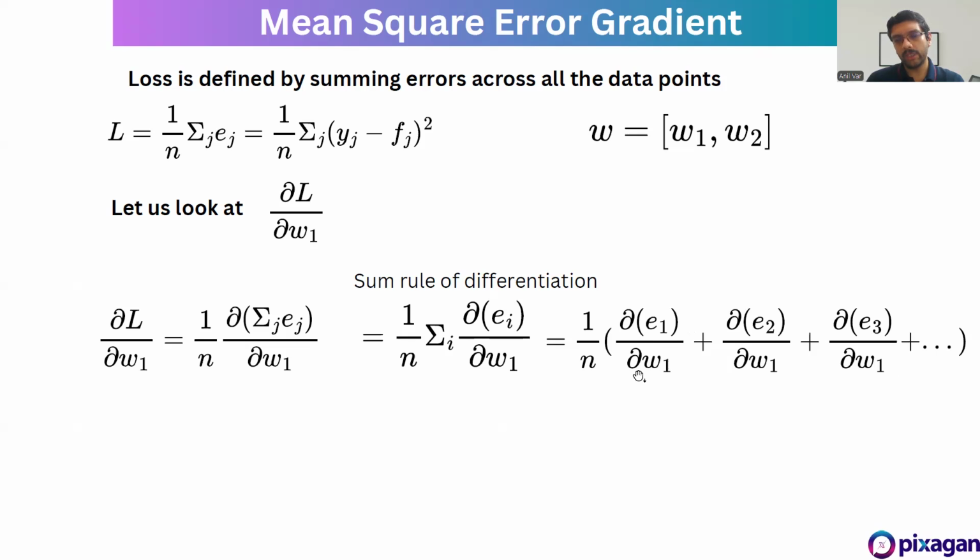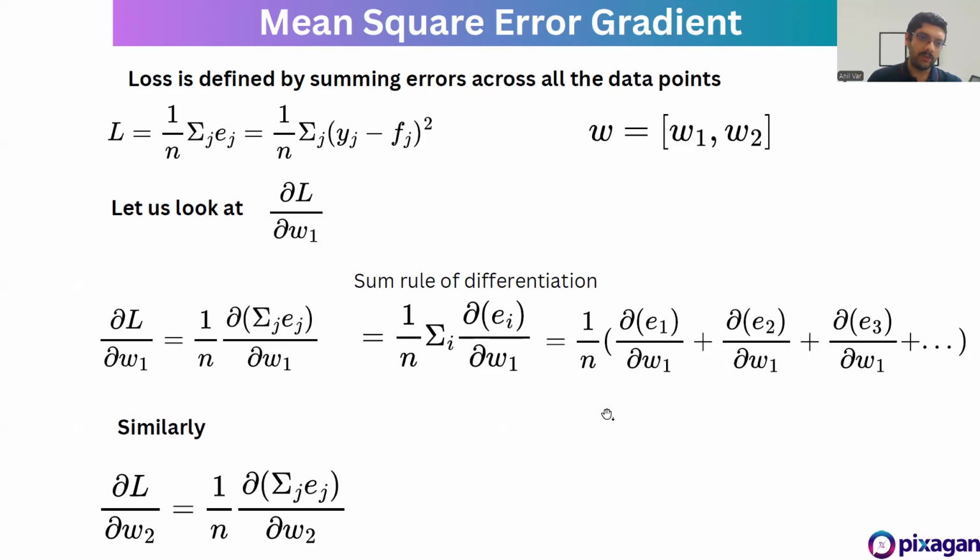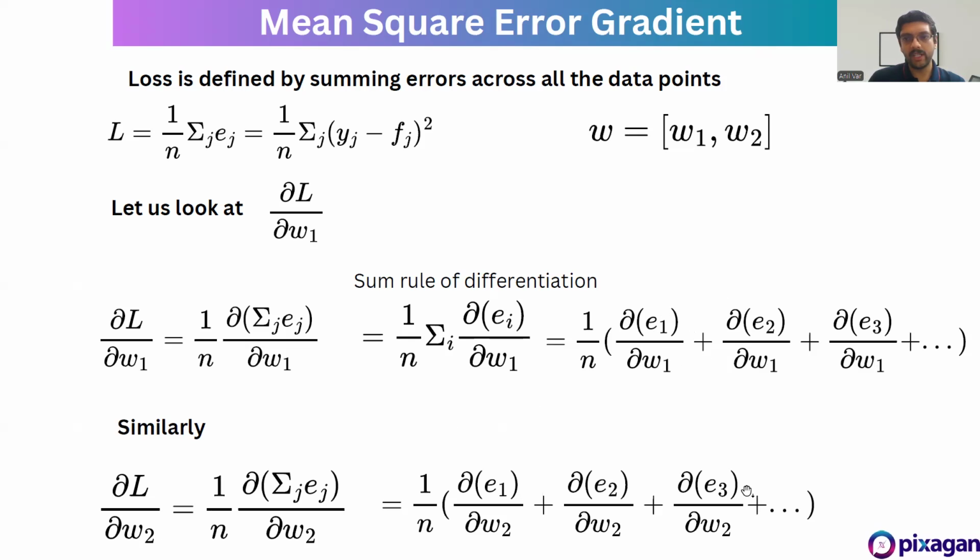Because now we can compute this error for a data point with respect to W1, right? We can then get the derivative of that one error term. We can do the same thing for the second and the third and so on. So they're independent now. The computation becomes independent. You can just do this for each data point and you can add them up and divide by the number of data points. And so as we can see, you can do exactly the same thing for W2. You can get the derivative of the error for each data point with respect to W2 and then average it out.